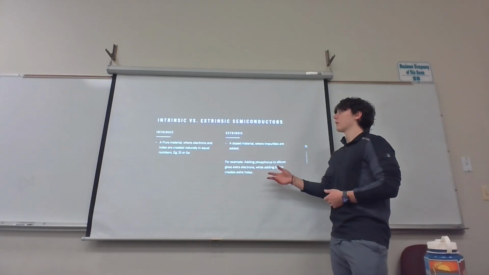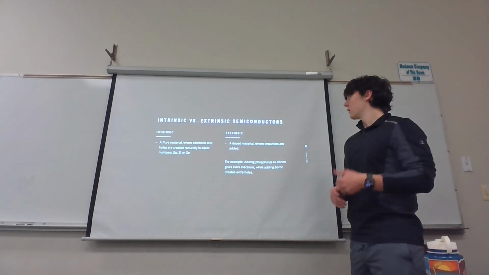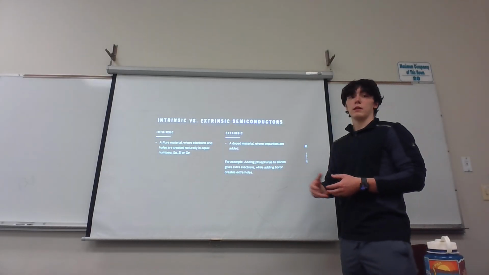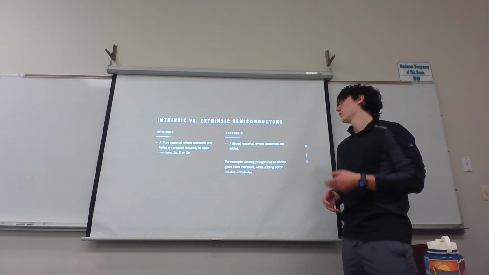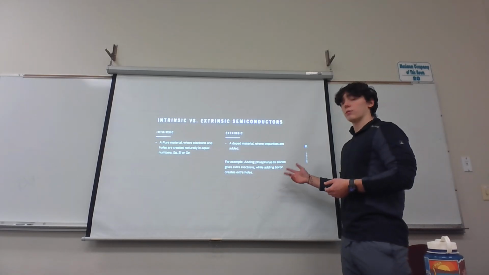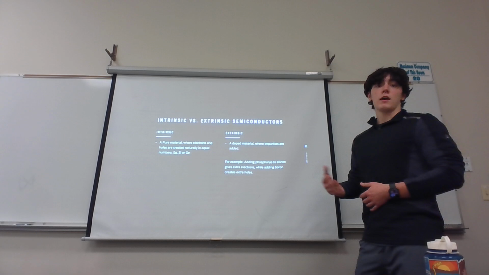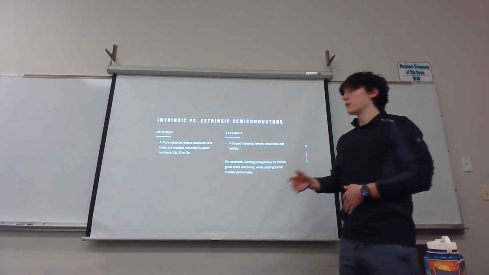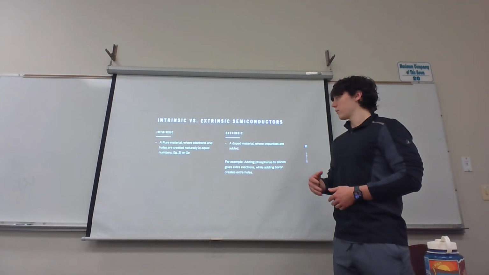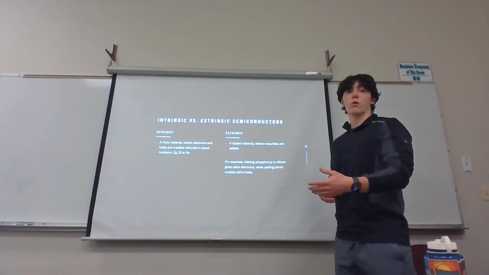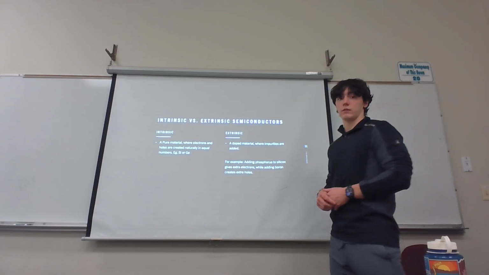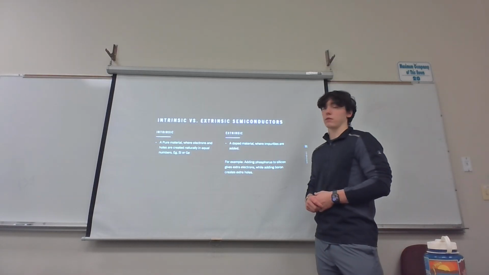Comparing that to an extrinsic semiconductor, it's going to be a doped material. That's where we take impurities and put them into the atom. For example, if we add phosphorus to silicon, it'll give us extra electrons. But if we add boron, this will create holes. It's important to change the behaviors of this, since having more holes is going to increase the conductivity of this material, which is essential in some processes.